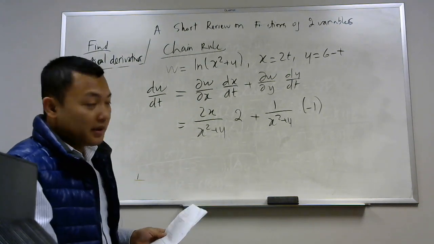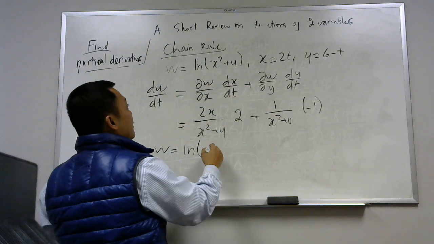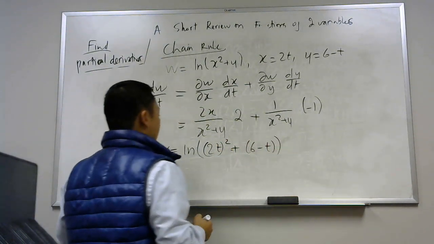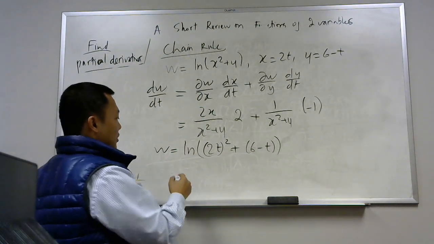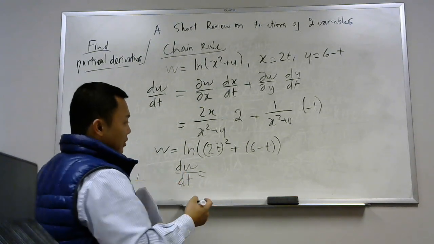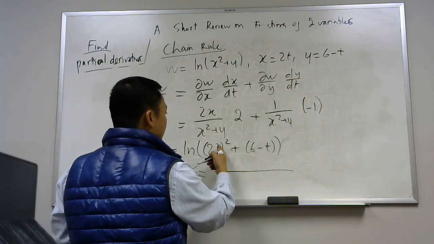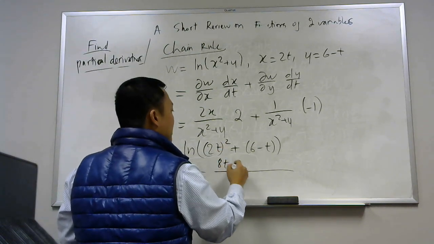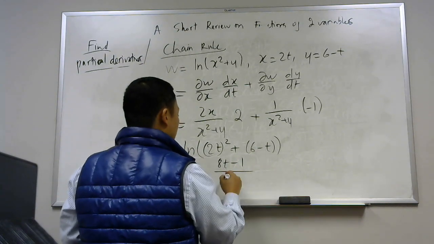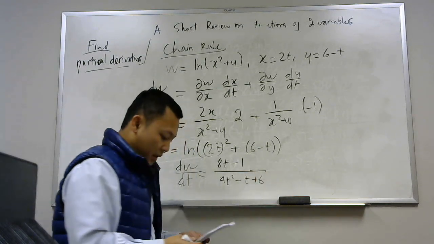The second part of this is what I just said. You have w equal to ln of 2t squared plus 6 minus t, and now you have a function of one variable. You can find the derivative by using the chain rule in calculus 1, which is u prime over u. I can write here the derivative of 2t squared is 4t, so I have 8t, and 6 minus t gives minus 1, over 4t squared minus t plus 6.